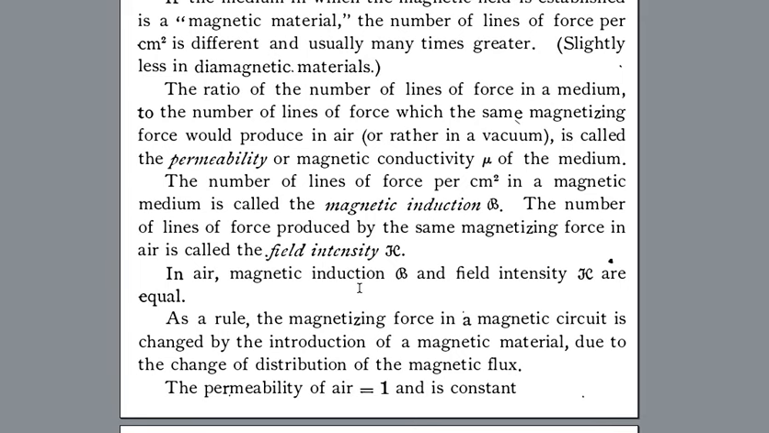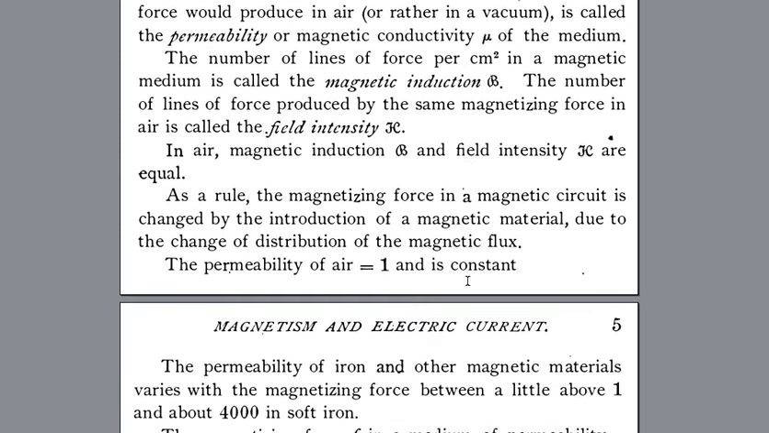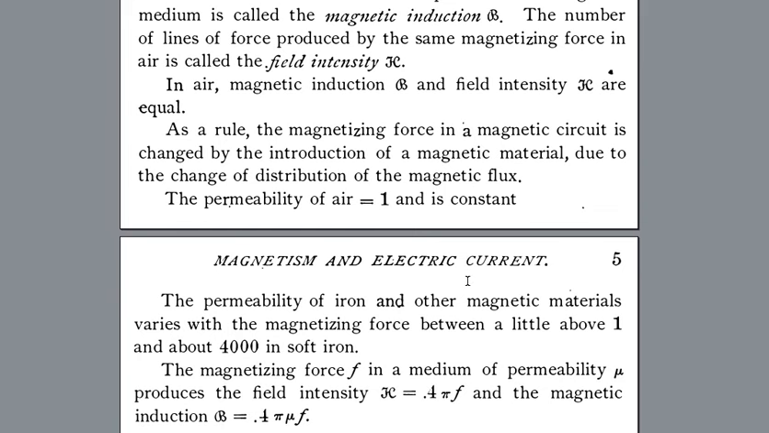The number of lines of force per square centimeter in a magnetic medium is called the magnetic induction, denoted as B. The number of lines of force produced by the same magnetizing force in air is called the field intensity, denoted as H. In air, magnetic induction B and field intensity H are equal. As a rule, the magnetizing force in a magnetic circuit is changed by the introduction of a magnetic material due to the change in the distribution of the magnetic flux.